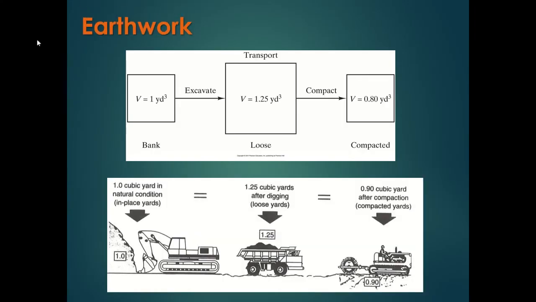All right, so for an example, if we have a bank volume of 1 cubic yard, we excavate it, and all of a sudden it turns out to be 1.25. They call that the loose condition. Then we compact it to 95% of the modified Proctor, and all of a sudden our volume is actually 0.80 cubic yards. So we actually lose volume by compacting it from the natural state. So there's bank, loose, compacted. Okay.